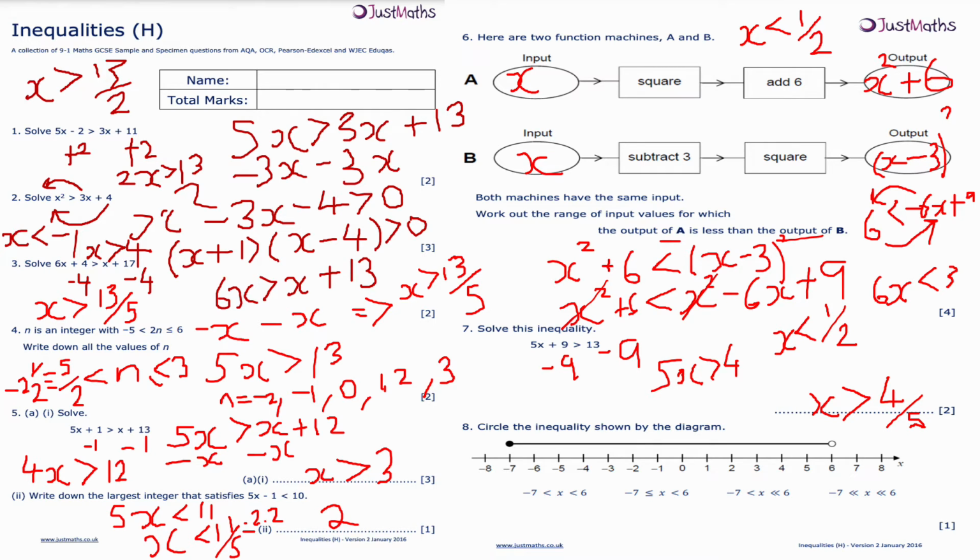Okay, or x is greater than 0.8, either is fine. This is question number 8. Circle the inequality shown by the diagram. So it's minus 7 to 6.